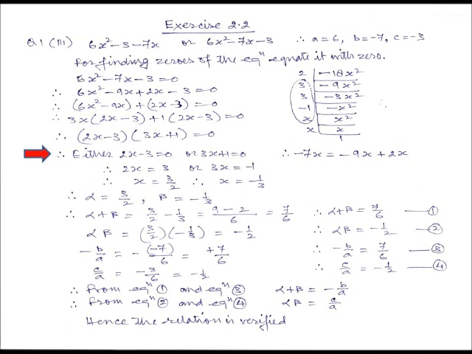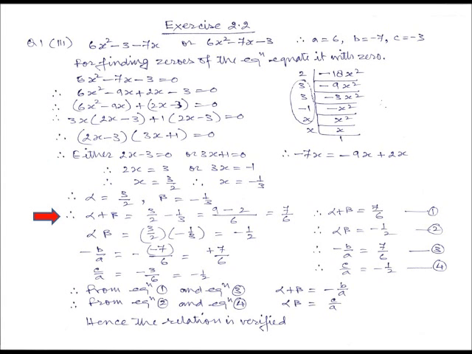And taking 3x plus 1 is equal to 0, we get 3x is equal to minus 1, therefore x is equal to minus 1 upon 3. Therefore, the two roots alpha and beta, we find alpha is equal to 3 by 2 and beta is equal to minus 1 upon 3. Now adding the two roots alpha and beta, we get alpha plus beta is equal to 3 by 2 minus 1 upon 3. That comes out to be equal to 7 upon 6. Therefore, alpha plus beta is equal to 7 upon 6. This is equation number 1.